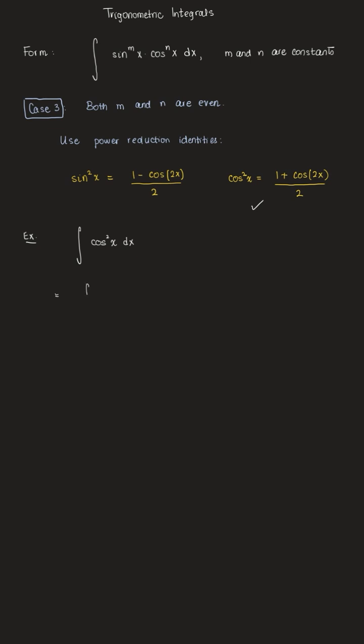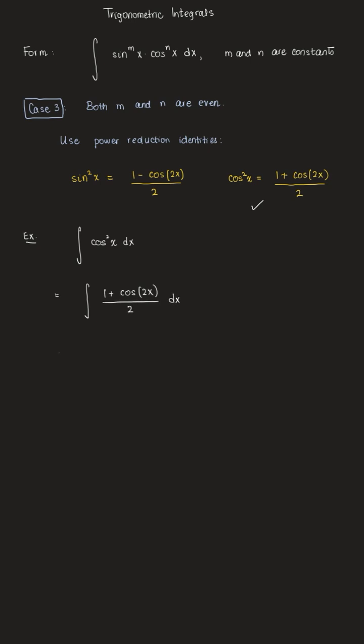So when we do that, notice that I'm not using the Pythagorean identity, because if I just replace cosine squared with 1 minus sine squared, we'd be kind of in the same starting place. We'd still have sine squared. So we do need these power reduction identities here. So we'll replace it with 1 plus cosine of 2x over 2.